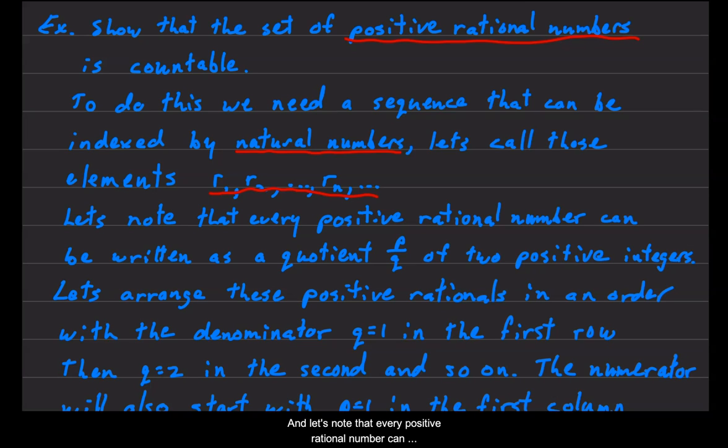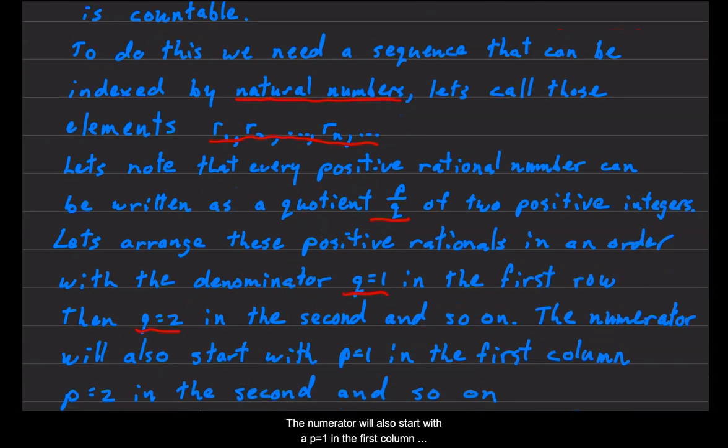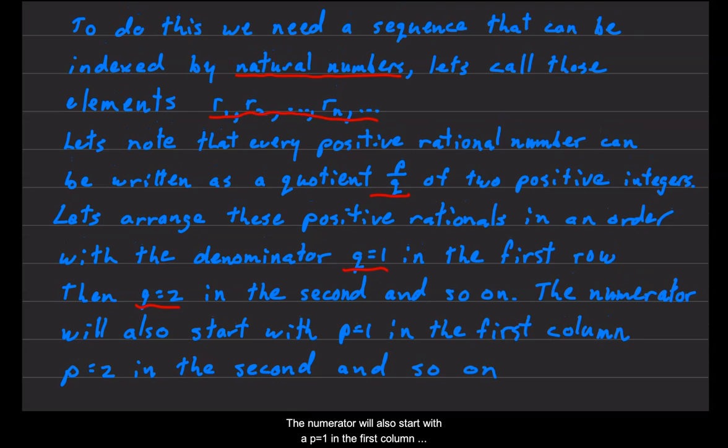And let's note that every positive rational number can be written as a quotient P over Q of two positive integers. Let's arrange those positive rationals in an order with the denominator Q equals 1 in the first row, then Q equals 2 in the second row, and so on. The numerator will also start with P equals 1 in the first column, and P equals 2 in the second, and so on. This will allow us to create a grid that contains all possible positive rational numbers.